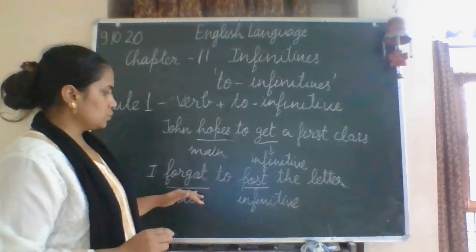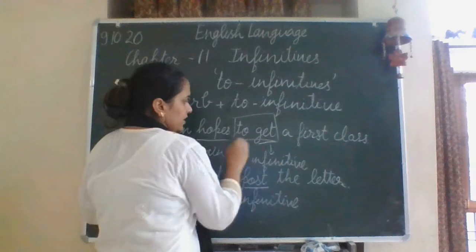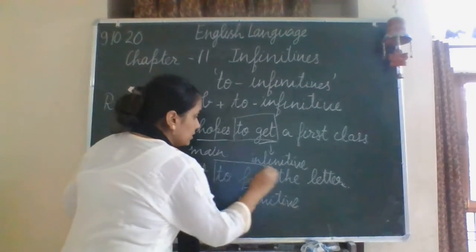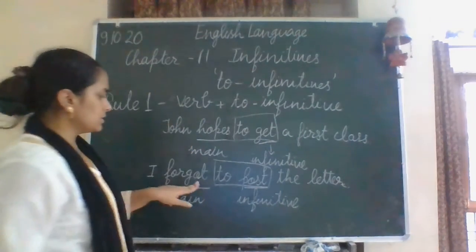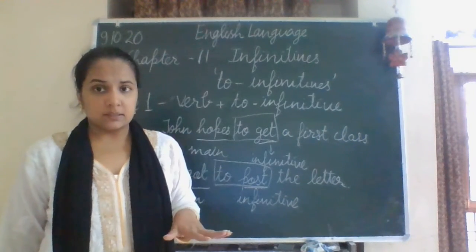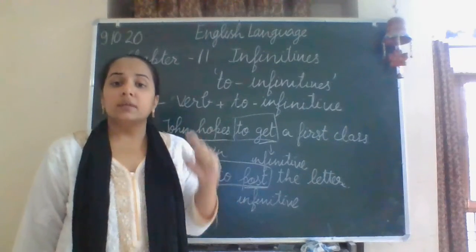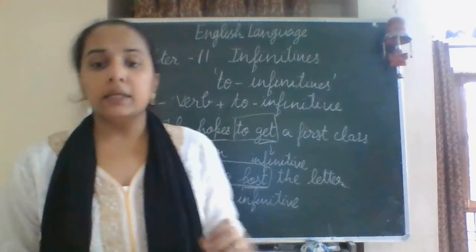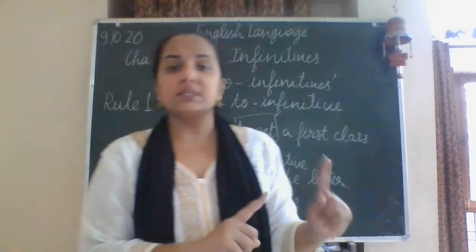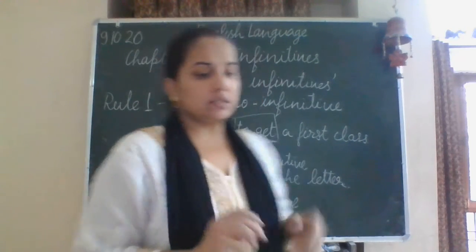In both these two sentences, you can see that this to infinitive is used just after the verb. Here also, this to infinitive is used just after the main verb of the sentence. But in this case of rule number 2, there can be an object between the main verb of the sentence and the to infinitive of the sentence.